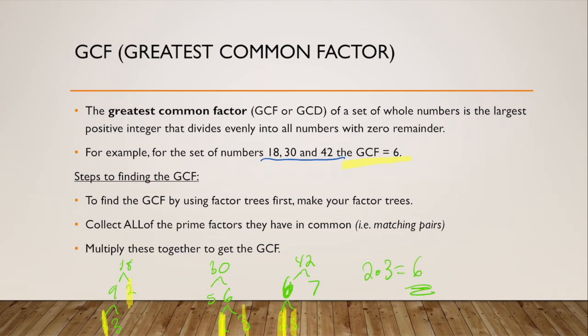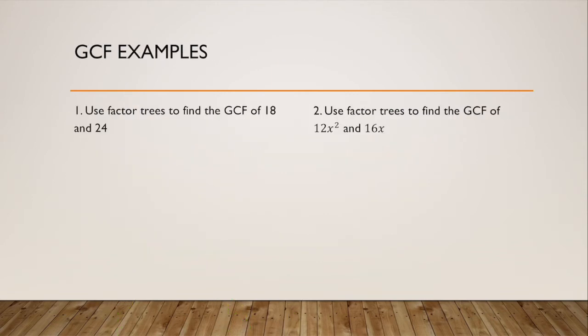So why don't we work through a few examples? So let's use factor trees to find the greatest common factor of 18 and 24. And then we're going to do an example with variables where we find the GCF of 12x squared and 16x. Note that you do not have to use this factor tree method every time. If you can see right away what the greatest common factor is, good for you. Hopefully that's a skill set that we're able to build up to.